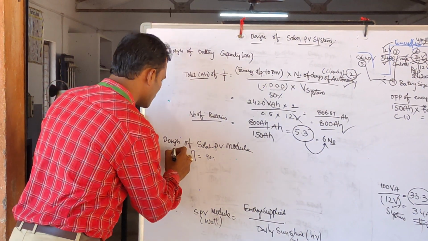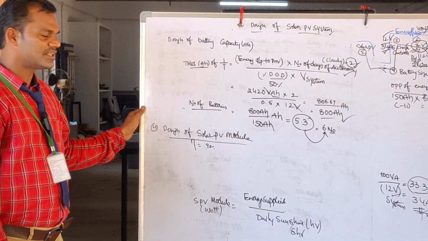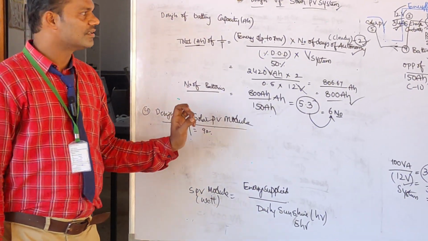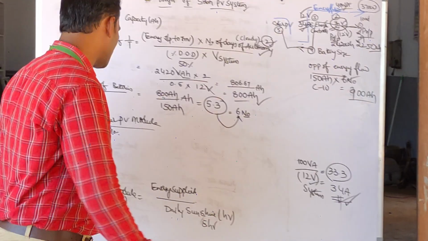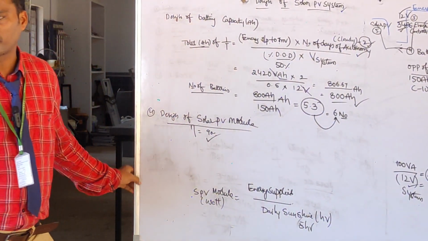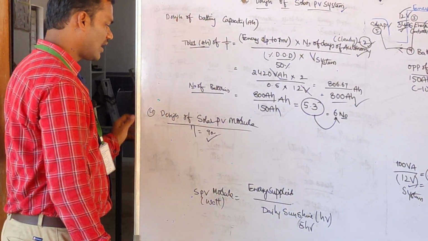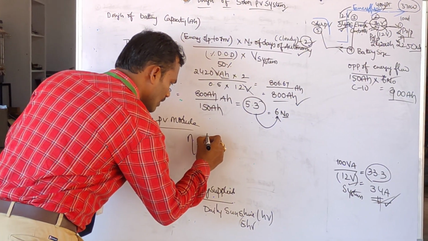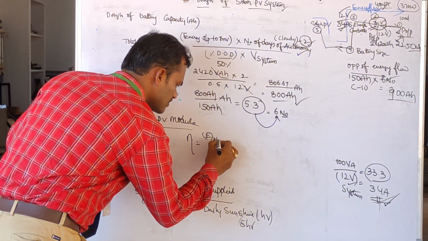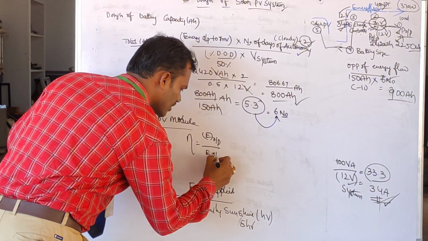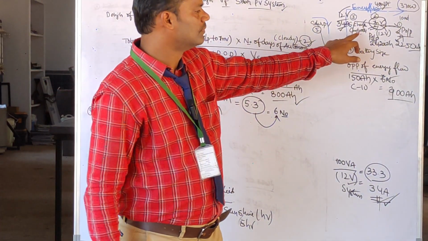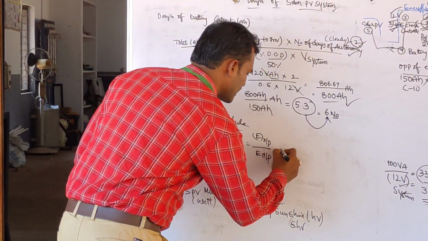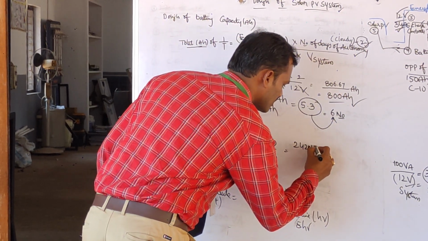So coming to the design of solar PV modules, the type of technology used in the solar panel, or the efficiency of the battery, I am taking it as 90%. Now I am going to define the energy input. So efficiency is equal to output power or output energy divided by input energy. So what is the output energy of the battery? 2420. So the output energy is 2420 watt hour.